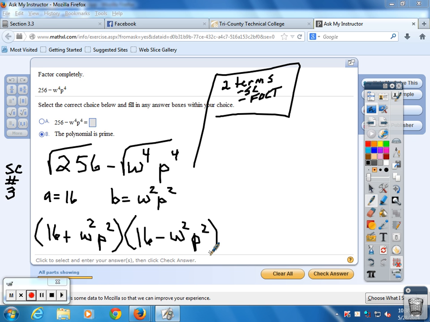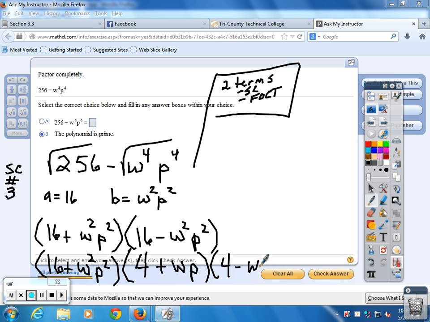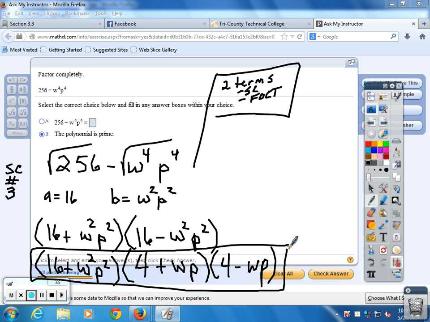All right, do we have another shortcut here? Yes. Where? Right here. There is no shortcut for this. So you just rewrite it. 16 plus W P squared times 16 minus W P. Plus, I'm sorry, I just didn't take the square root of 16. Let me just erase 16 and do 4. And I like to put the pluses first. And then 4 minus W P.